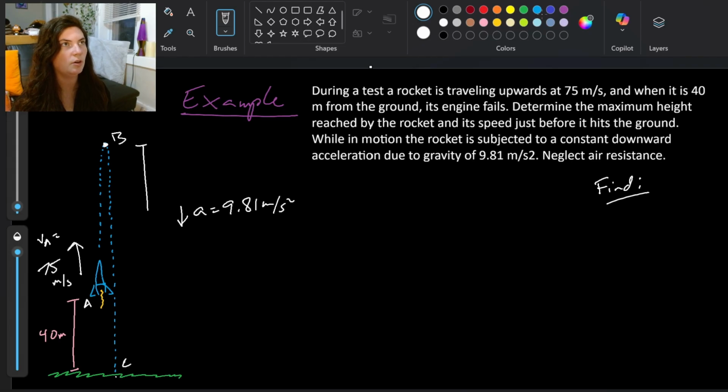And so we want to know this distance, right? The maximum height. Call this the position of B. If this is our origin, we could also, instead of calling it C, call the ground the origin. So from the origin, it fails at 40 meters up. We want to know its maximum height. What is this position at B representing its maximum height of this flight? So we want to find SB.